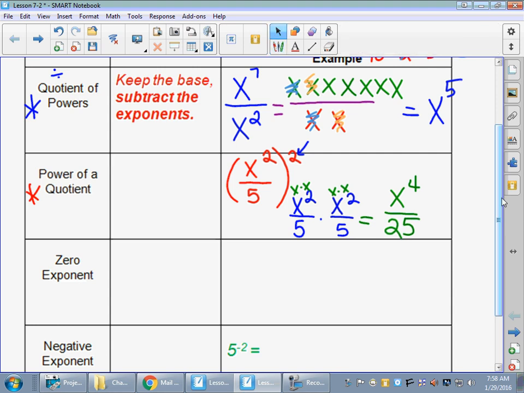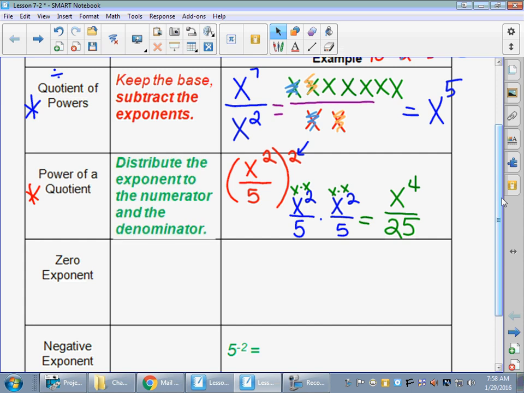This one's a lot like that power of a product one that we did in section 7.1. You distribute the exponent to every term inside that parenthesis. So really what I did is I took x squared to the 2nd power, and I took 5 to the 2nd power.